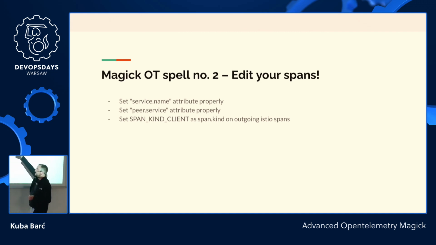I need to set the service name properly, which Istio wasn't doing for me. I need to set the peer service attribute properly, which again, Istio wasn't doing for me. And I need to set the span kind to client, span kind client, for all the spans that were originating from the Istio gateway and going into a specific service.